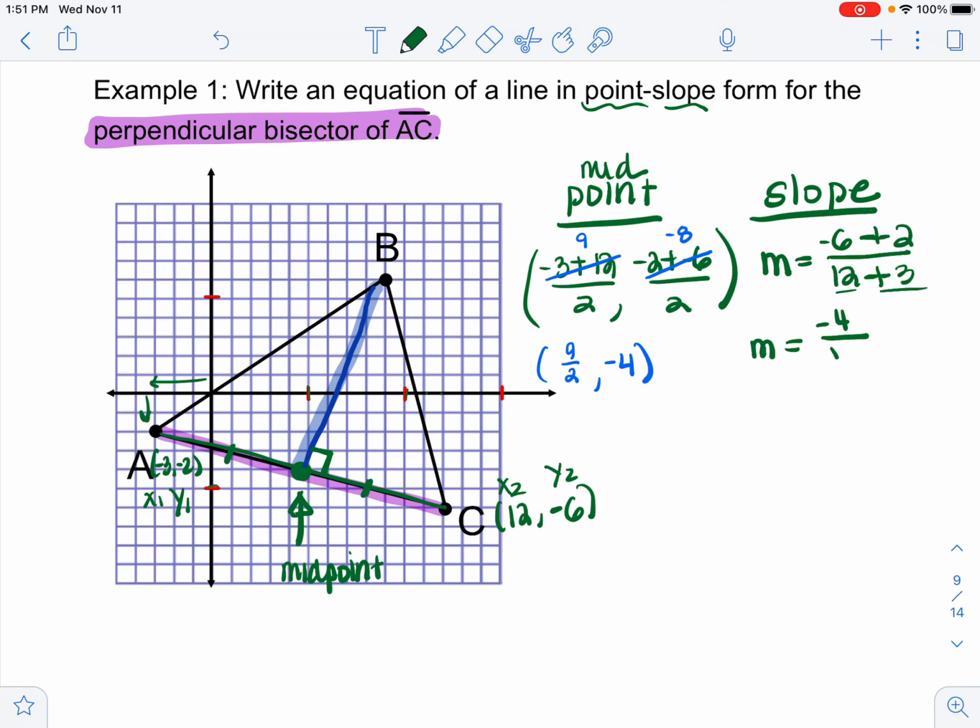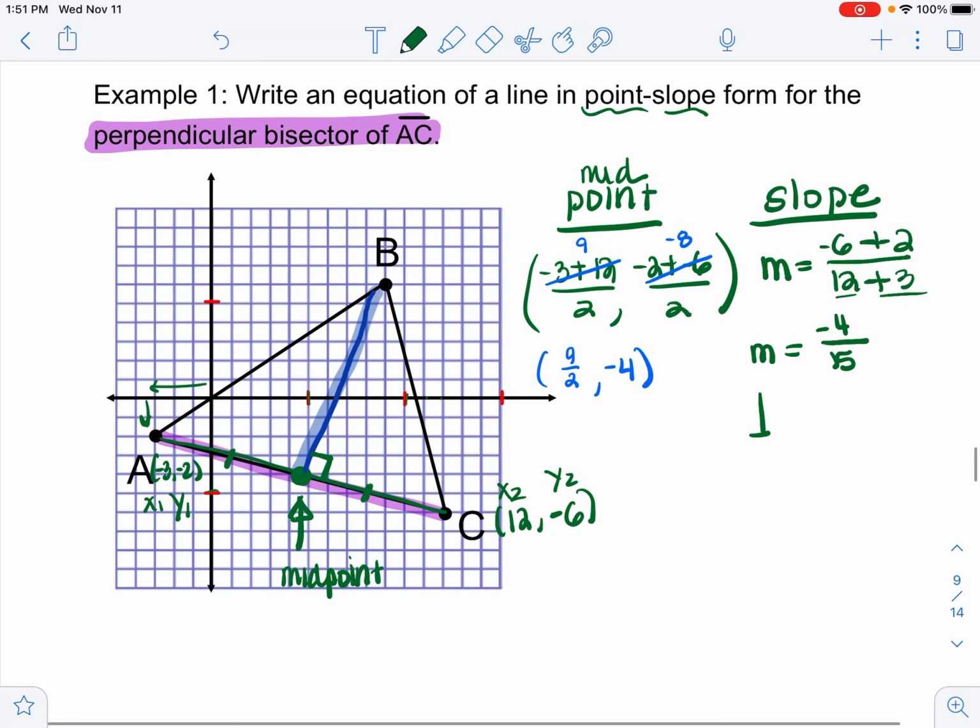12 plus 3 is 15. So the slope of the green line, AC, is -4 over 15. Now remember, I want the perpendicular line. So what's the opposite reciprocal? Well, that number's negative, so mine's positive, and then I need to flip it, 15 over 4.